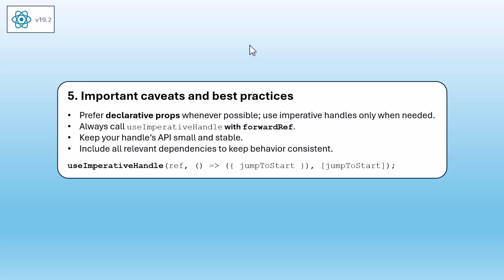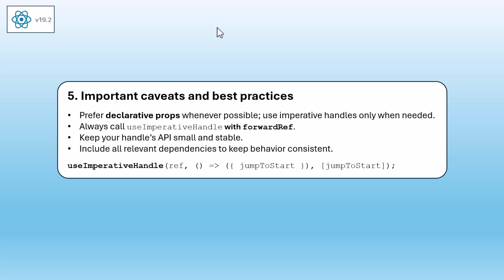5. Important caveats and best practices. While powerful, this hook also demands care. First, you should not overuse imperative handles. One guiding principle in React is to prefer declarative props over refs for controlling behavior. If you can express something via props, for example, showing or hiding a modal via an isOpen prop, that is usually the preferred route. Imperative handles make sense when the action cannot be cleanly expressed via props, like native focus or scroll or a specific jump-to behavior.